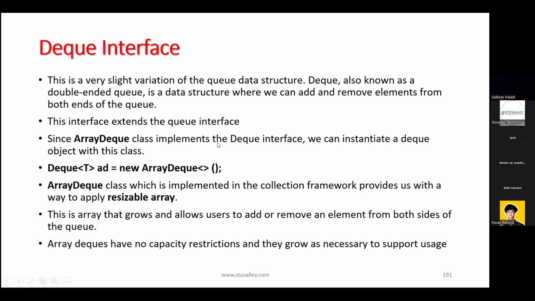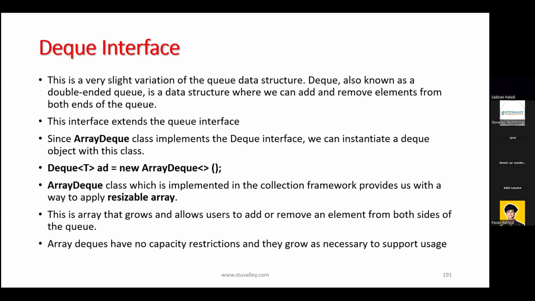Since the ArrayDQ class is the implementation for the DQ interface, we can instantiate it using the queue interface name or directly create the object of the ArrayDQ class. Okay, so it is a resizable array. As the name suggests, it uses an array. It is implemented in the collection framework, which provides you a dynamic array or resizable array.